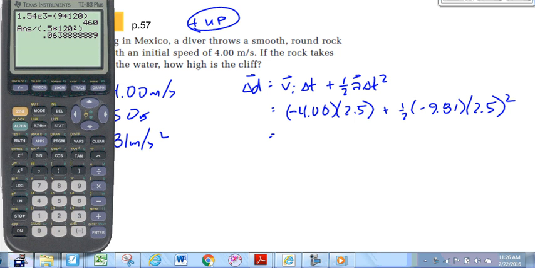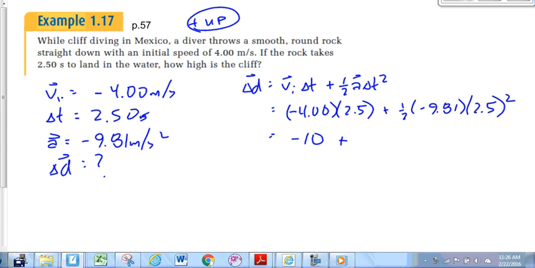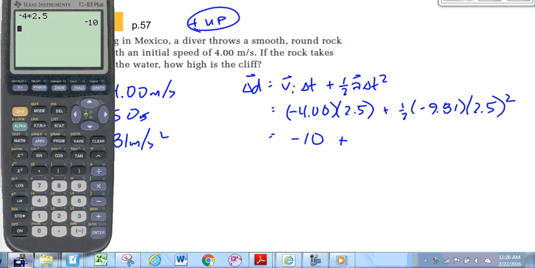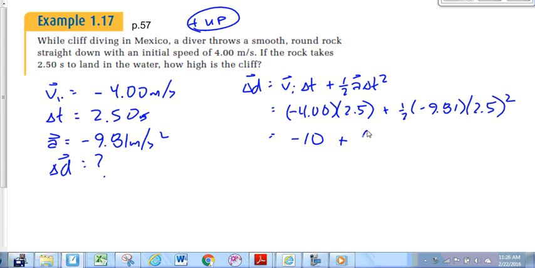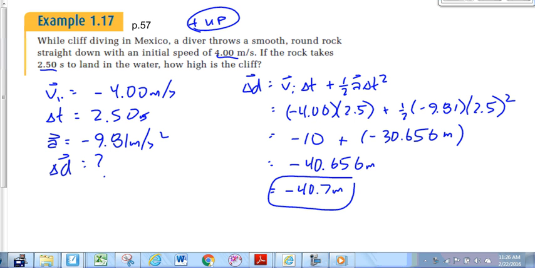Let's solve this now. Negative 4 times 2.5 gives me negative 10. We're going to say 0.5 times negative 9.81 times 2.5 squared, which is negative 30.656. Add those up, we get negative 40.656 meters. We should round that to 3 digits, since this is 3 and this is 3. Final answer should be negative 40.7 meters. So the displacement of the rock is negative 40.7 meters. That means the height of the cliff is technically positive 40.7 meters. If you made it negative, I'd accept that as an answer. Make sense?